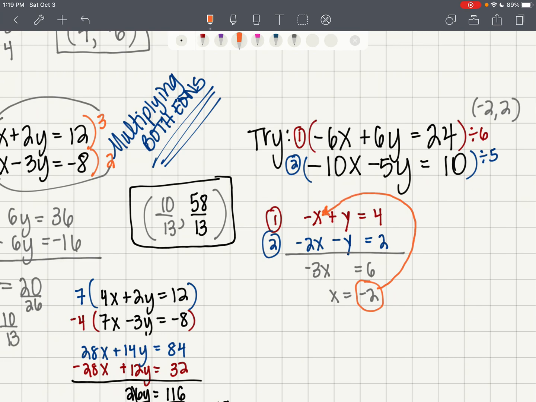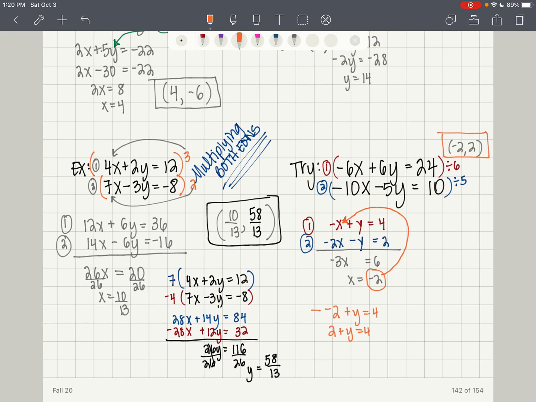So when I put my value back in for x, I'm going to put it back into this smaller equation with smaller numbers. The opposite of negative 2 plus y equals 4. Well, that's 2 plus y equals 4. Well, y has to be 2. 2 plus 2 is 4. And that's how we get negative 2, positive 2.